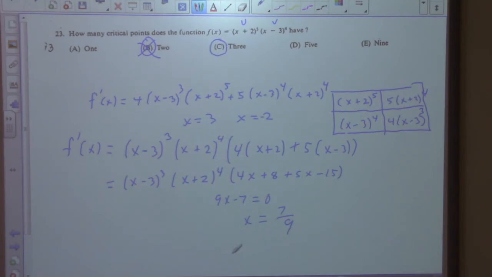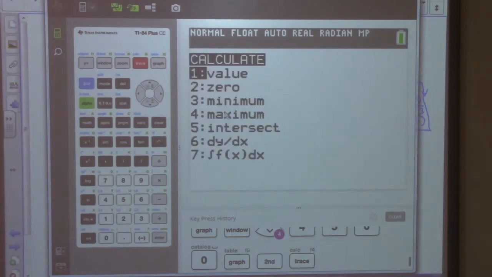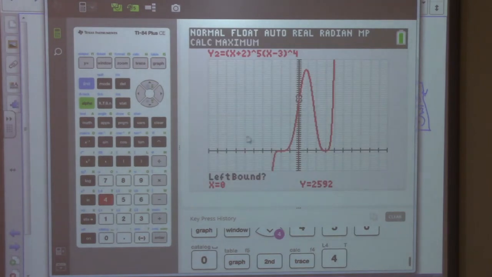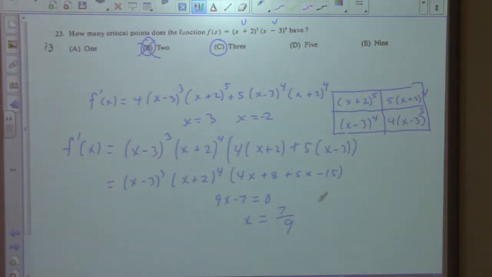And so that's going to be our other critical number. Let's go check in the calculator to make sure that's what it is. We're talking about this one up here, right? So we go to second, trace, and we go for a maximum, and it says left bound, press enter, and we go over to the right here, press enter twice, and here we have it. Does that look like 7/9? Oh, yeah. That's going to be 7/9. Okay, so that's where it is, so that's worked out.